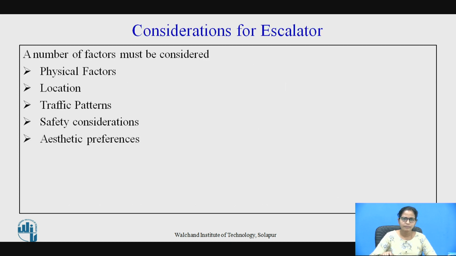So the considerations for the escalators. Actually there are a number of factors which must be considered. First is the physical factor, second is the location, third is the traffic pattern, fourth is the safety considerations, fifth is the aesthetic preferences.